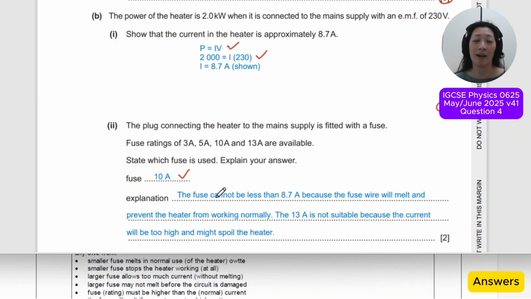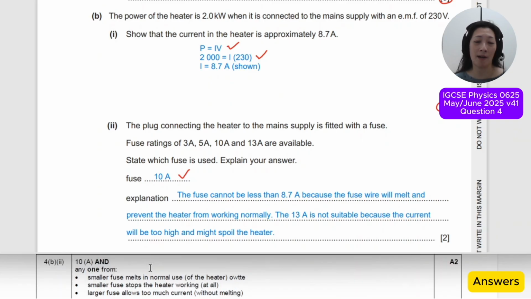So you can see in my answer, I've written a lot more than what is needed. They only need you to write one reason. Whichever the case, my answer would definitely get us the other mark. I know I've written too many things. It's just that for me, I like to make my answer as complete as possible, which is why I've written a little bit extra over here. So this would give us 2 marks.